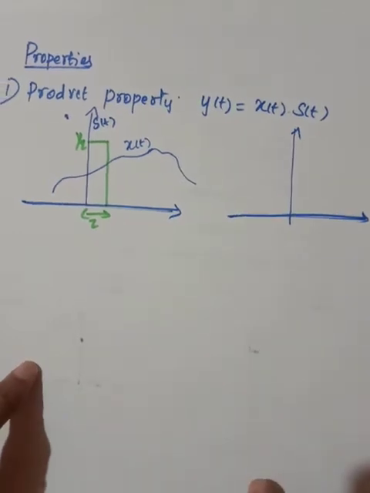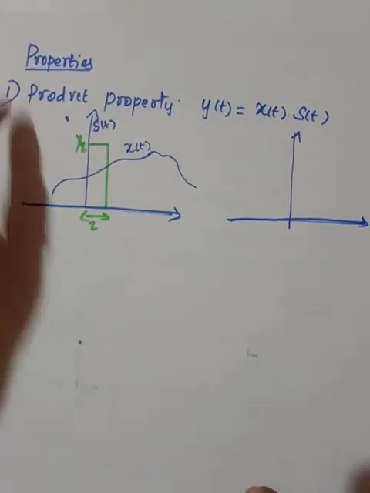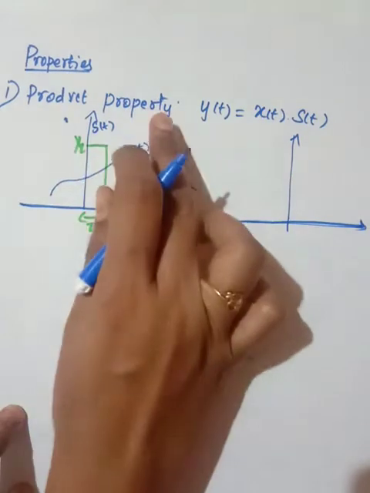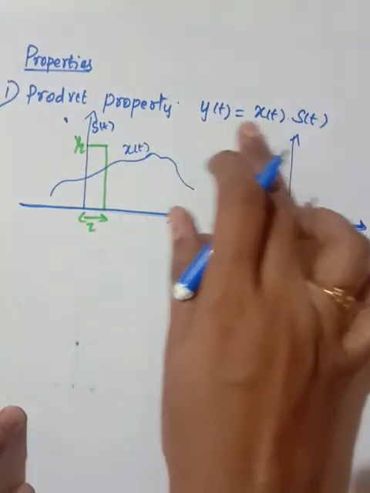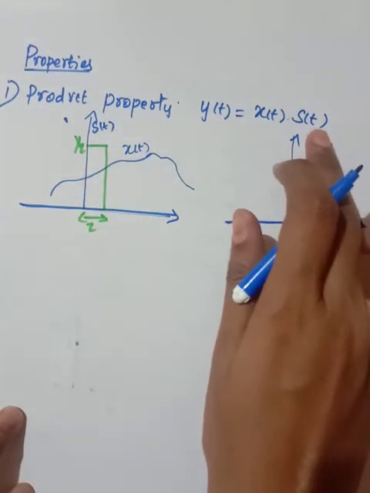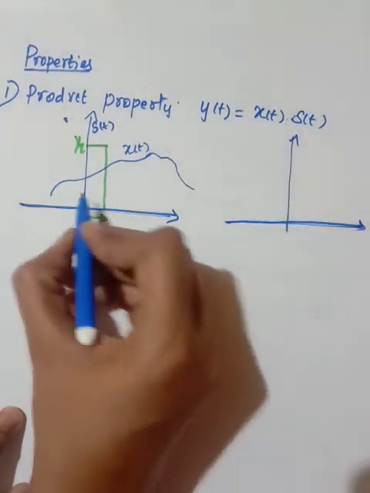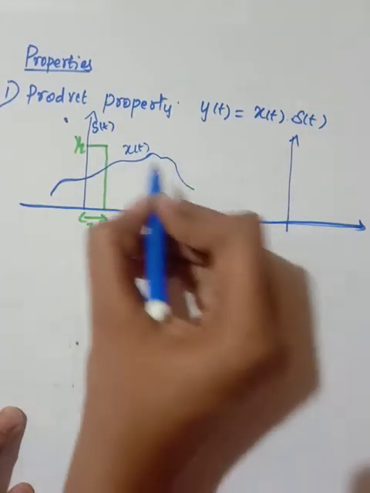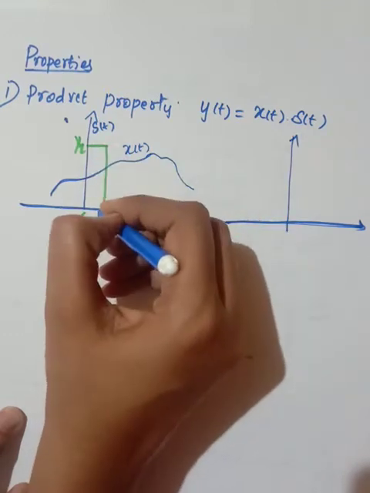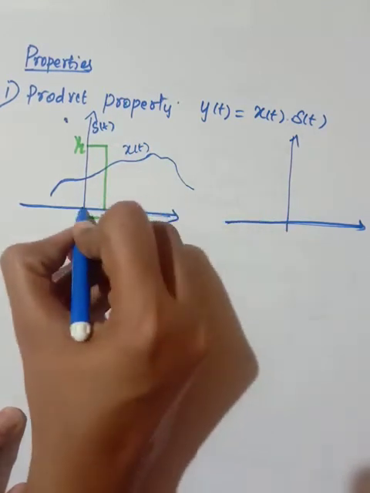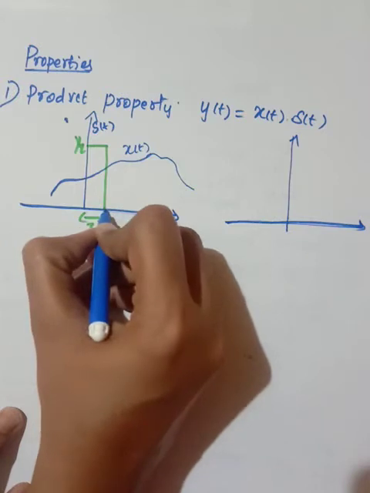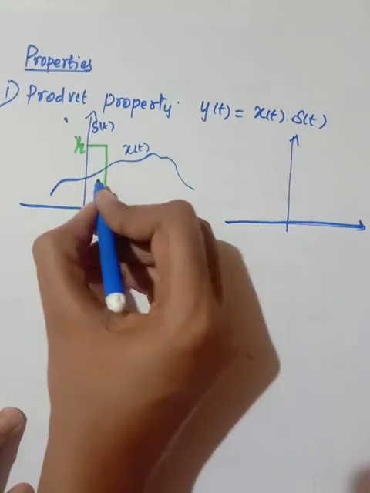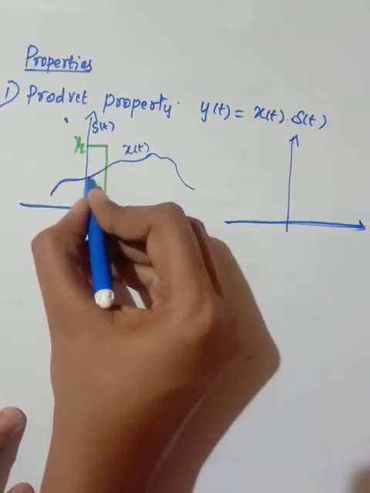Next, we are going to study the properties of the unit impulse function. The first property is the product property. y of t is equal to x of t into del of t. If I am multiplying any signal, consider this is a real time signal x of t, with the impulse, the impulse has width only at this particular time, so I will get only the amplitude of this signal.